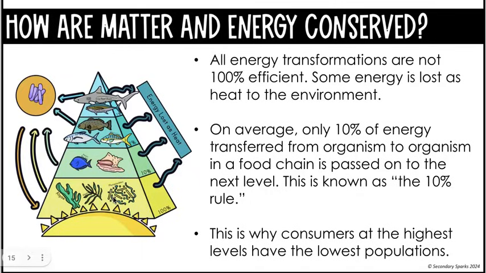So when energy goes from producers, and then it goes into primary consumers and secondary consumers and tertiary consumers, it continues to lose 10%. So if you start at 100% and you're at 10%, now you're at 1%, and it just keeps going down and down and down. And this is why consumers at the very highest levels have the lowest populations.